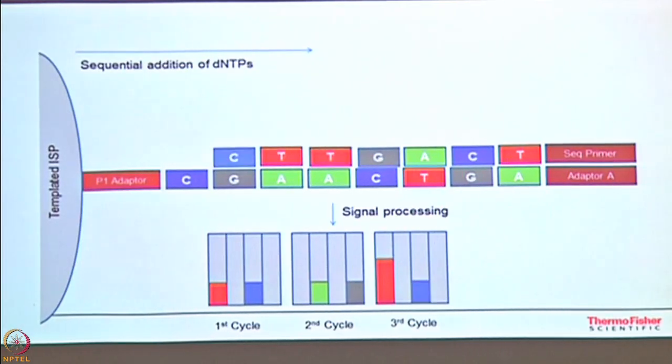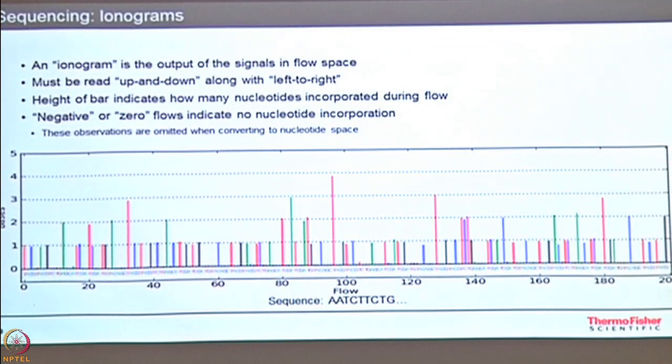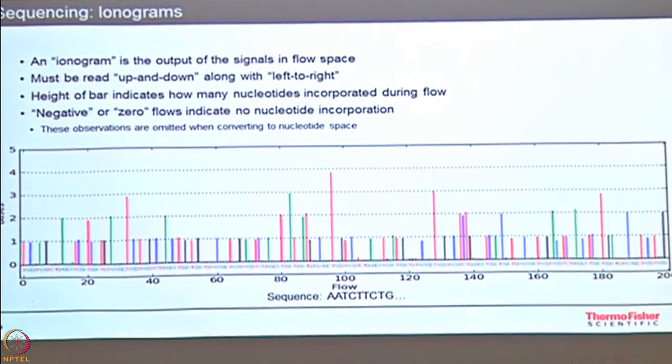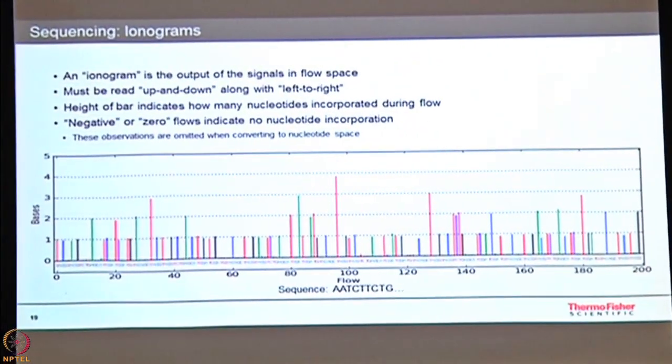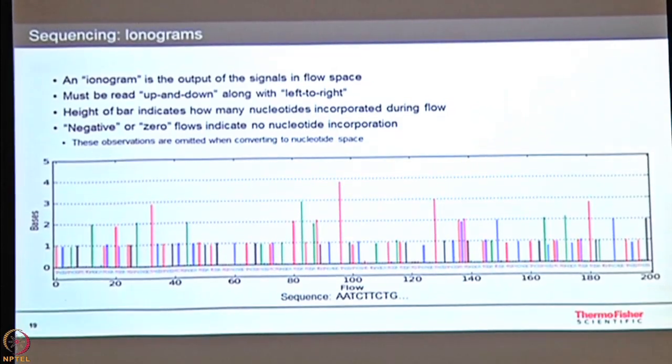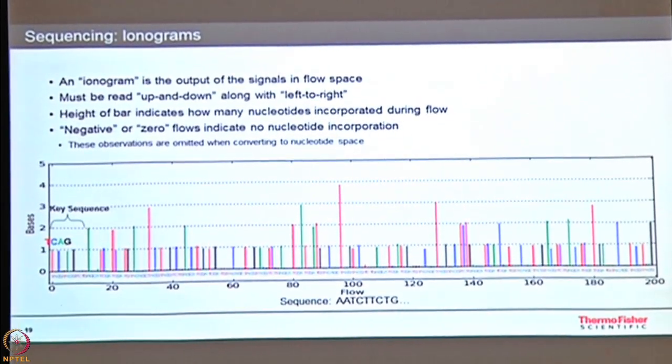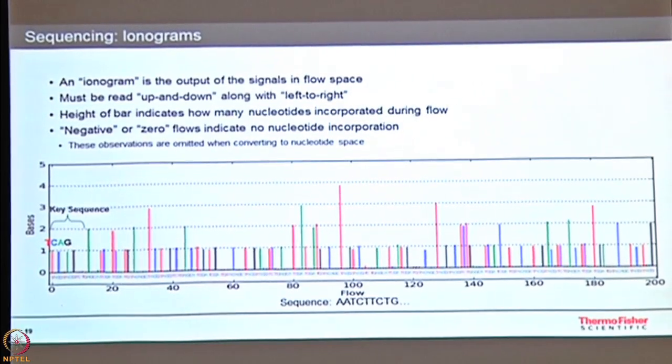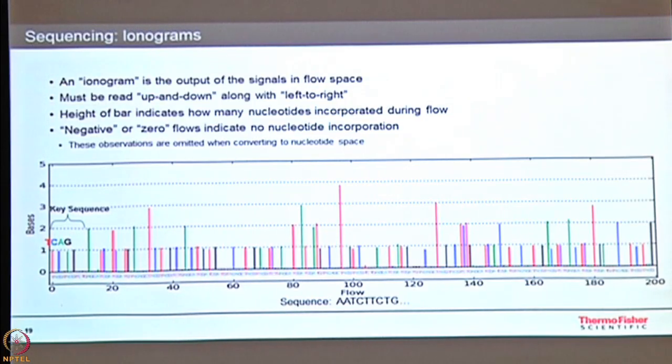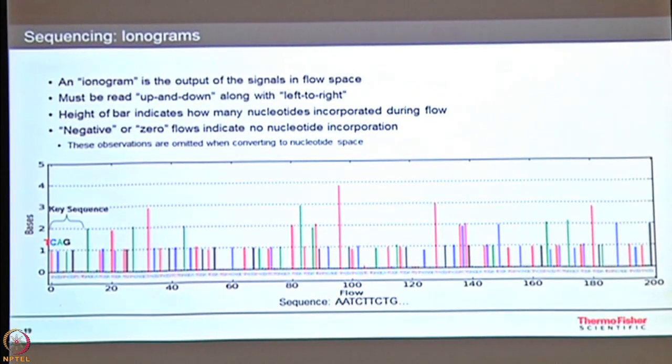So by adding these DNTPs sequentially, finally the system is creating a sequence which is read as an ionogram. This ionogram is again read by the sequencer. This has to be read from left to right and for the number of bases. So whether you get a signal or not will define the sequence of the DNTPs. The intensity of the signal will define how many of those A's or T's were in a row.